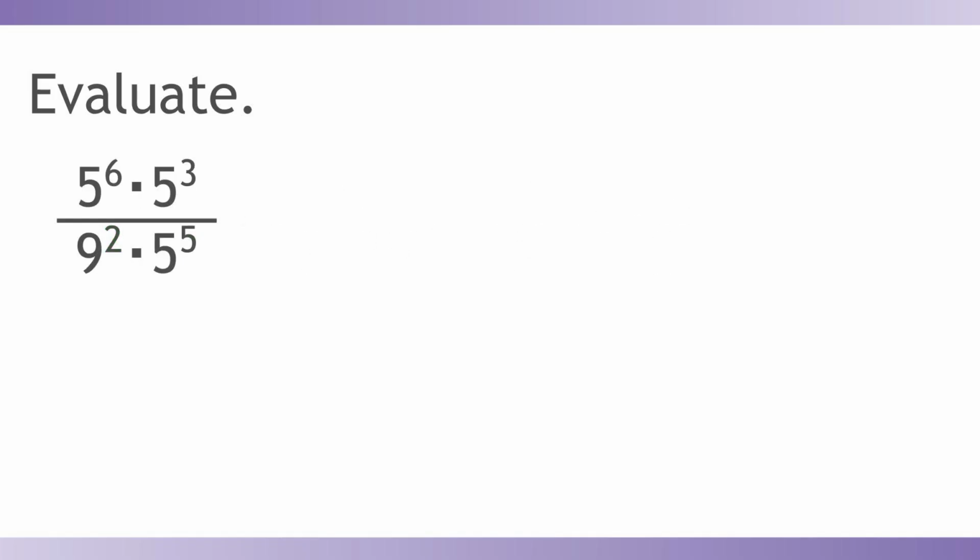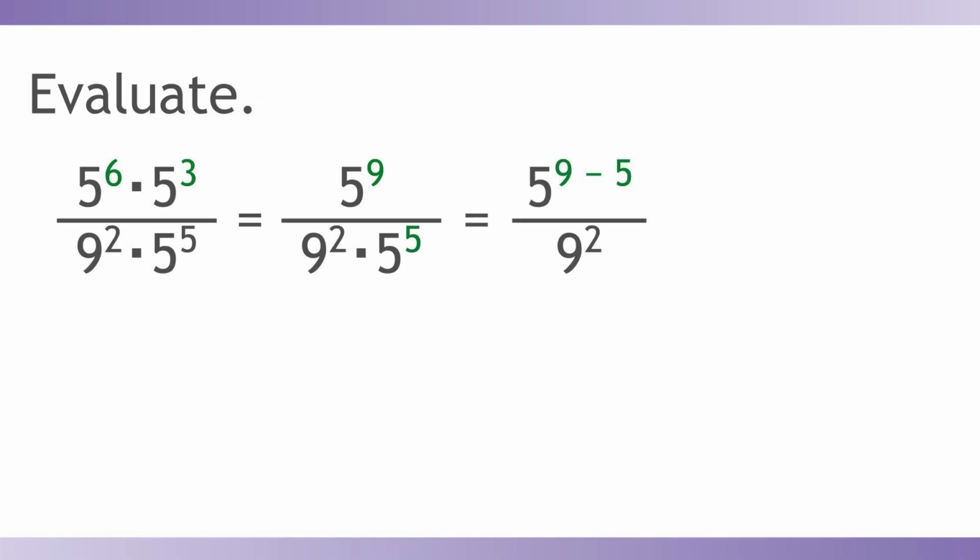Evaluate 5 to the sixth power times 5 to the third power all over 9 squared times 5 to the fifth power. Let's add the exponents 6 and 3 on top, since the two powers in the numerator have the same base, giving us 5 to the ninth power on top. Next, let's take 9 minus 5, since we're dividing two powers with the same base, giving us 5 to the fourth over 9 squared. Now we'll simplify to get 625 over 81.